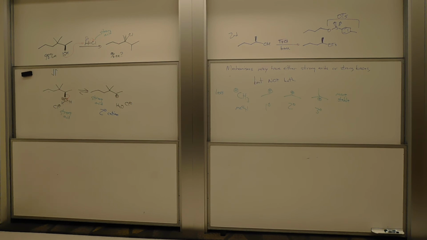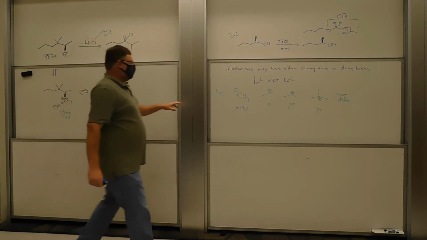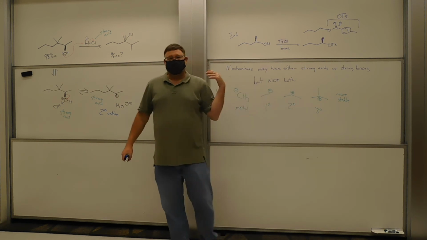So there's kind of a line there between, you guys really shouldn't be making primary carbocations either. They can happen in solution, but they're rare. Secondary carbocations form slowly, but they do form. Tertiary carbocations are relatively stable. Again, more or less, this is all a relative thing.